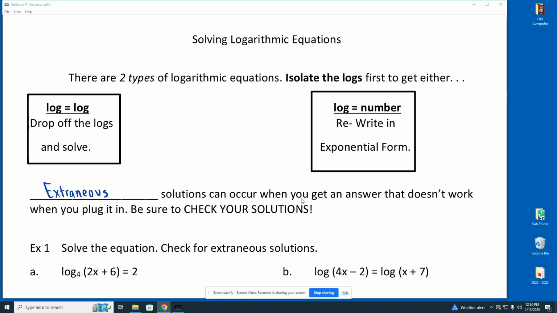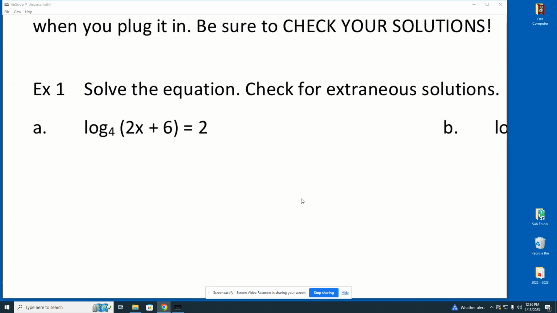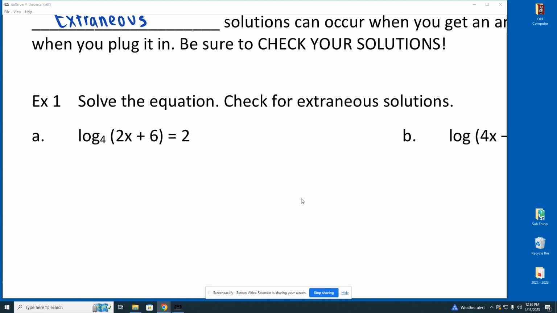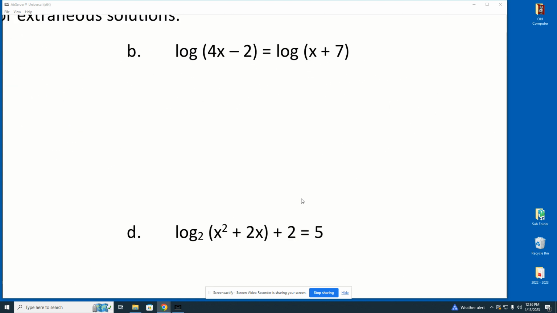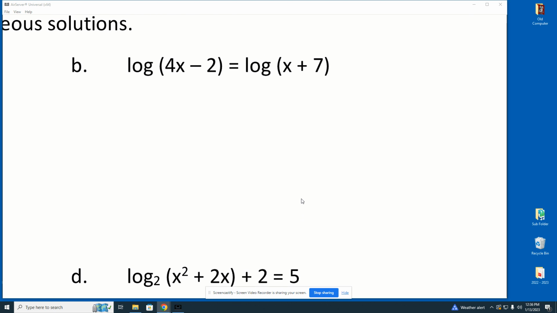In fact, of all the notes and all the homework, you're only going to run across one answer that does not work when you plug it back in, okay? So we're going to start with B, okay? Look at B. What do you notice about B? You've got log on both sides, right? So when we have log on both sides, what do we do? We literally drop them. They're gone.